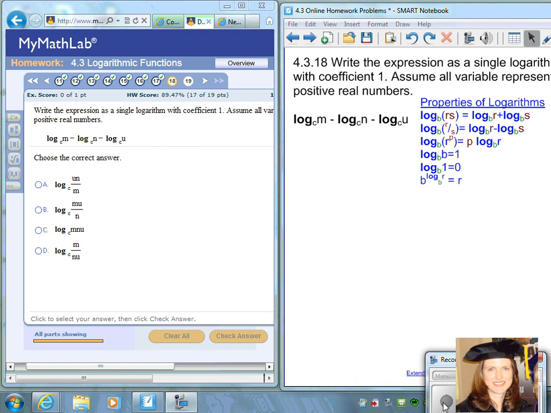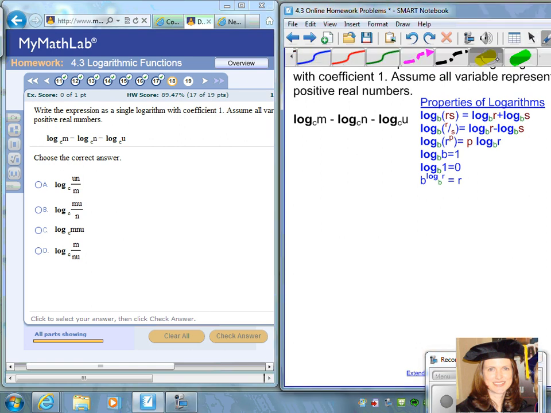All right, for the last two questions in section 4.3, we're going to write the expression as a single logarithm with coefficient 1. Assume all the variables represent positive real numbers. Okay, I'm going to use the second property of logarithms with the first two terms because I notice those are separated with a minus sign.